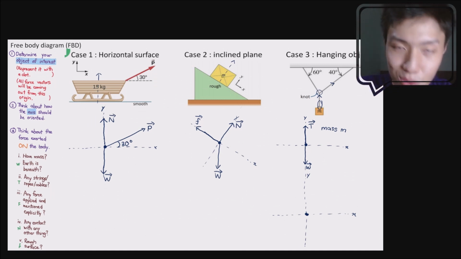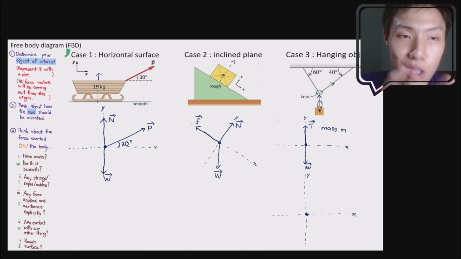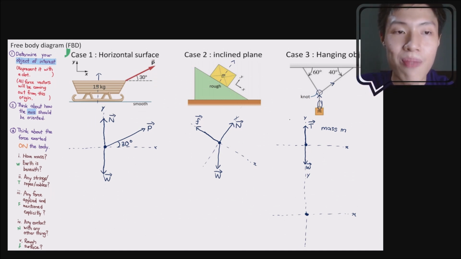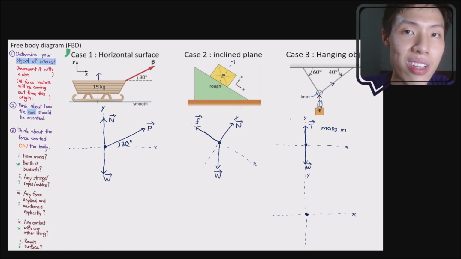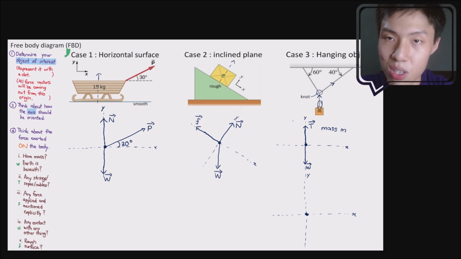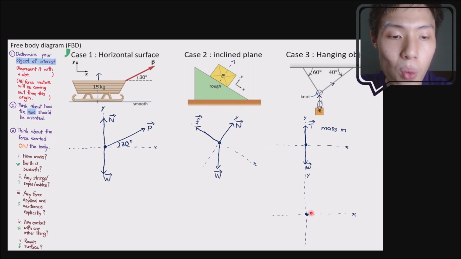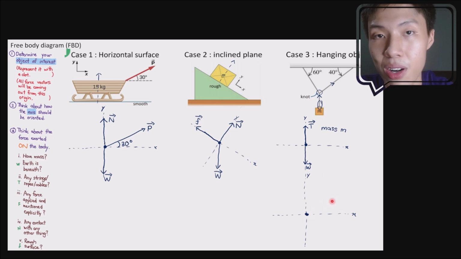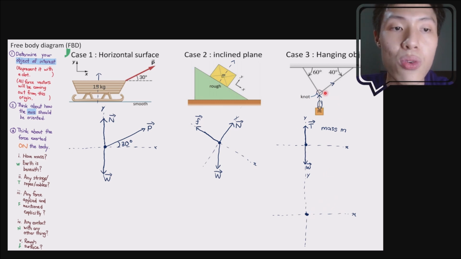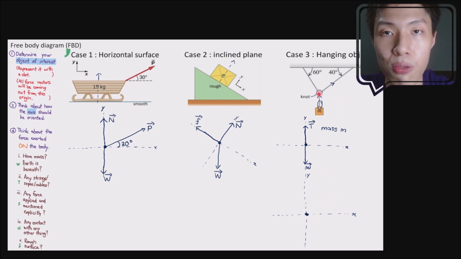For now, yes, ropes are massless, and in this case the knot here, because it's made of ropes and I say ropes are massless, therefore this knot will be massless as well. So if it's massless, then it does not have weight. So there's no weight for this situation. This is the first situation where you encounter no weight for the free body diagram, because there is no mass for this knot.